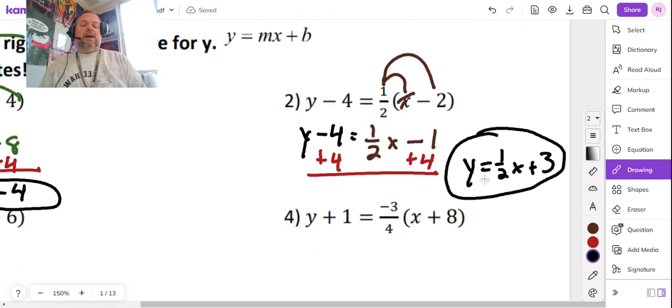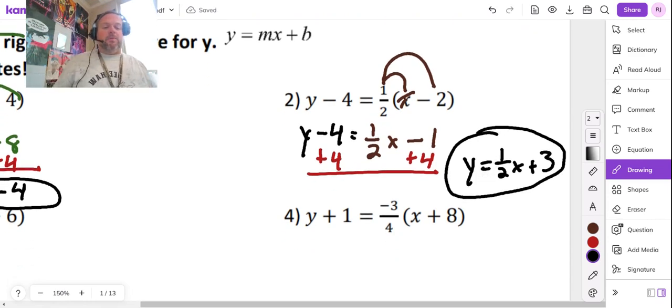Okay. Now, this is the form that we're going to be dealing with. This is the number one form that people deal with when you're graphing linear equations. Okay. Number 1, numero uno.